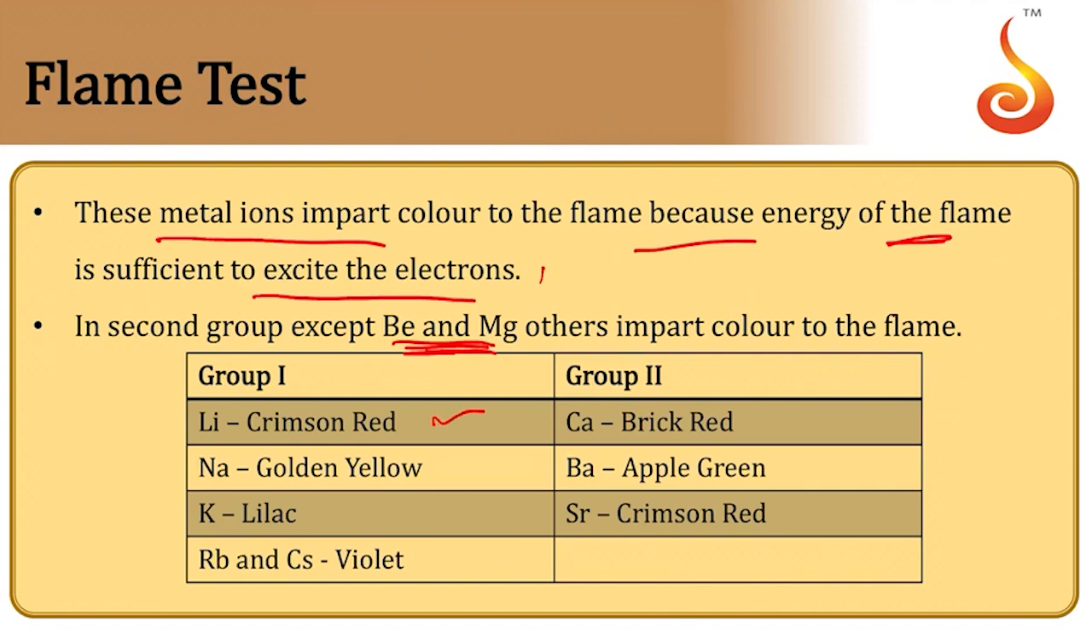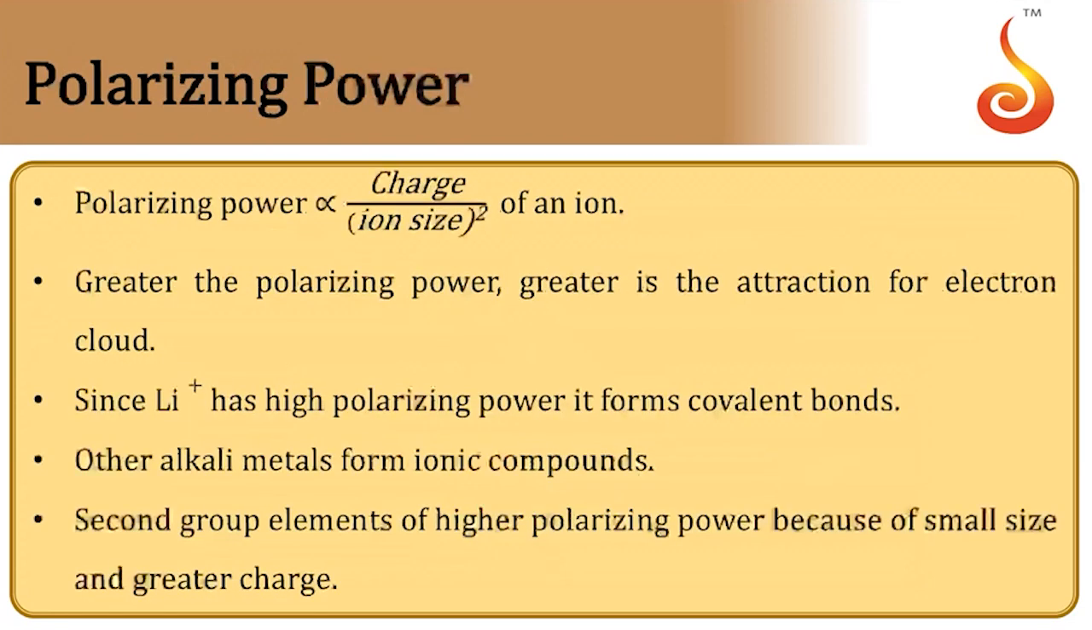So the colors we need to remember: lithium, crimson red; sodium, golden yellow; potassium, lilac; rubidium and cesium both exhibit violet color. Coming to second group elements: calcium, brick red; barium, apple green; strontium exhibits crimson red color in the flame. These are the flame tests we have.